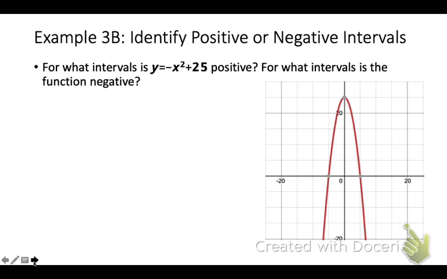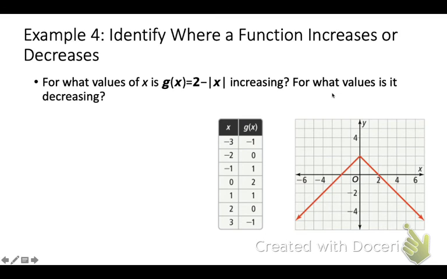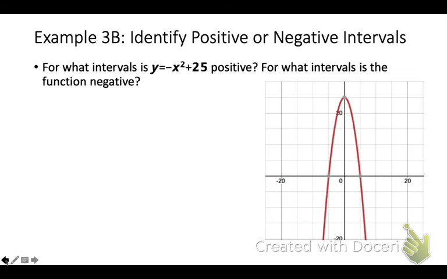Okay, where is it positive, where is it negative? It's showing you the equation just so you can see it. All this up here is what? Is it positive or negative? Positive. Why is it positive? It's above the x-axis. So all this up here is positive.